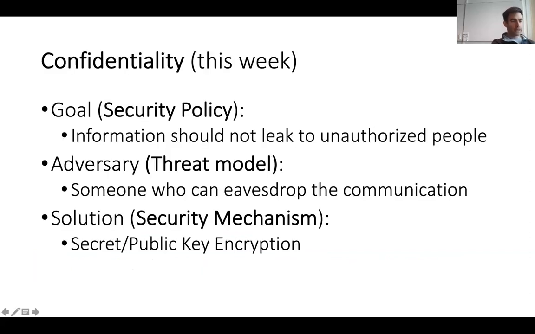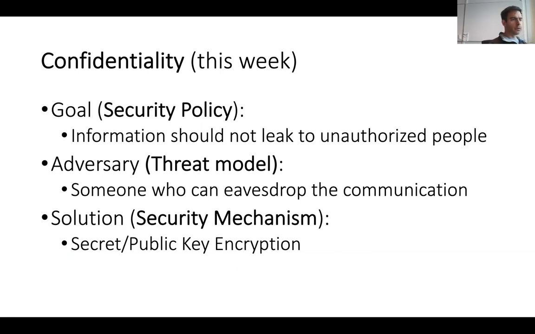So before we start, let's recap what we're talking about. This week is all about confidentiality. What is confidentiality? Confidentiality is about hiding information. Hiding information means that information should not leak to unauthorized people. Who are the unauthorized people? Who is the adversary? Who is the threat model? It's someone who can eavesdrop on the communication.